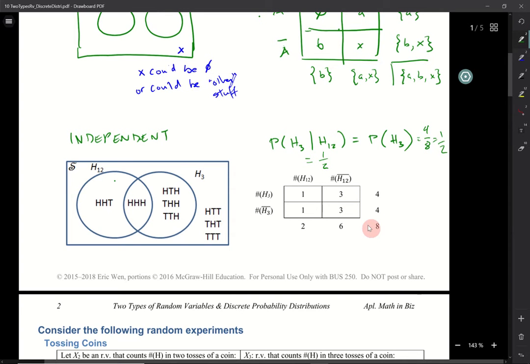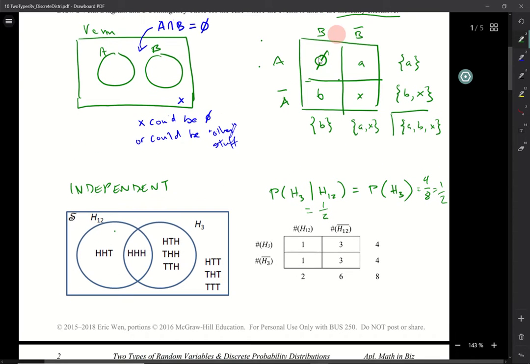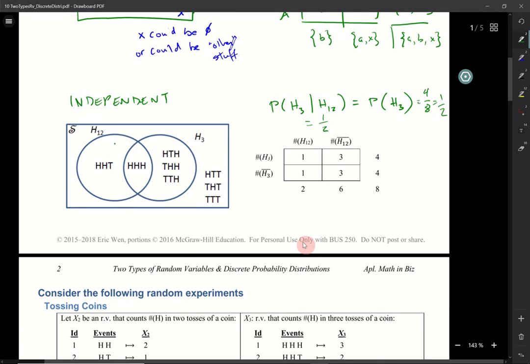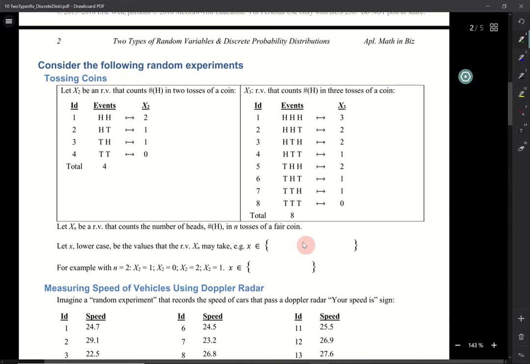Okay, and you can see that independence and mutually exclusive are different, right? Because mutually exclusive means this one is 0. So this case is independent but not mutually exclusive. And we are going to see the case where it's mutually exclusive and independent. Anyway, okay.